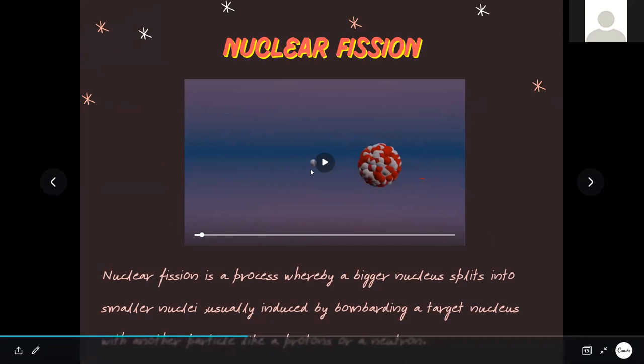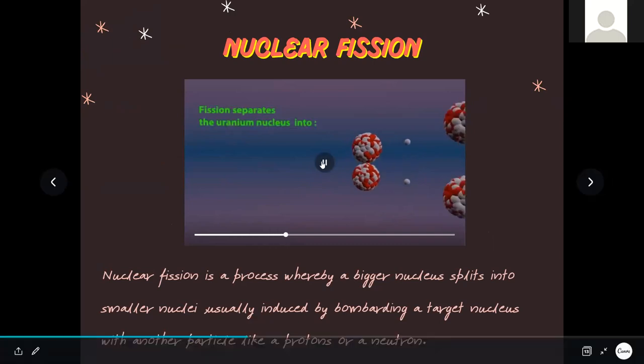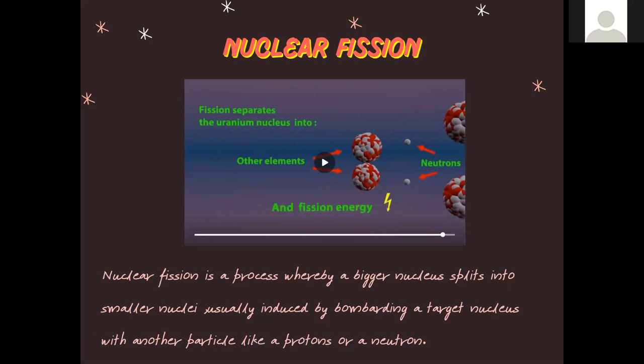As we can see, this white matter is a neutron, and this bigger matter here is uranium. When this neutron bombards the uranium nucleus, it splits into two smaller other elements and produces neutrons as well. So these two other elements, two neutrons, and also produces fission energy. These neutrons will further go and bombard other bigger nuclei and cause them to fission into two smaller nuclei.